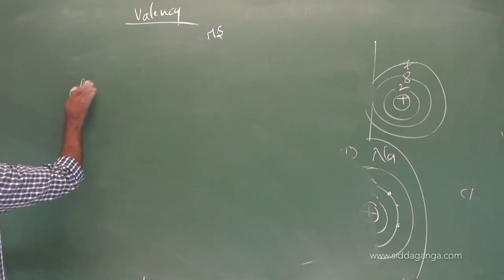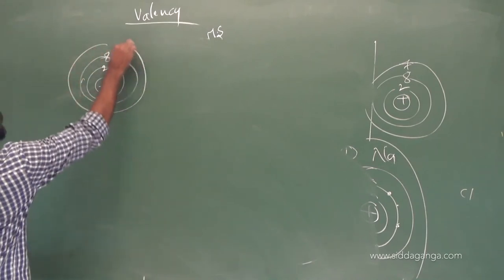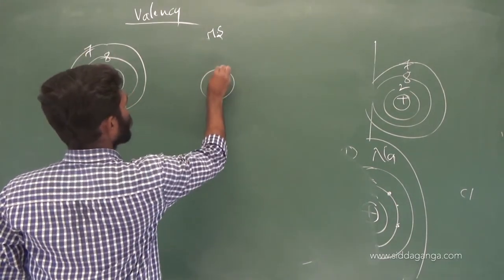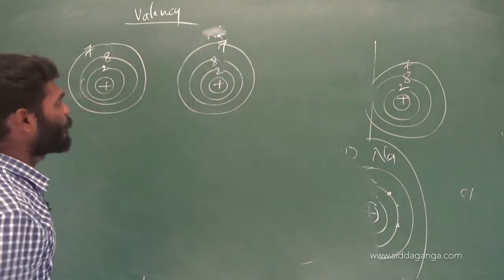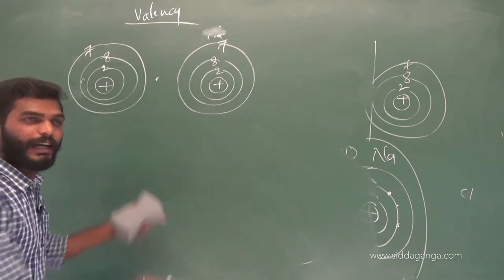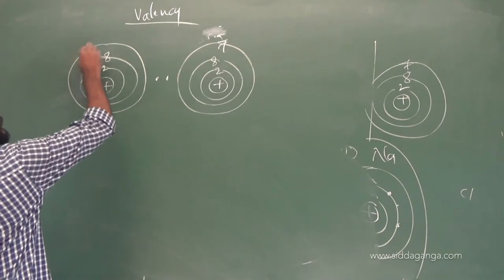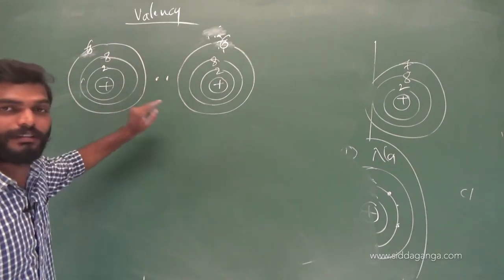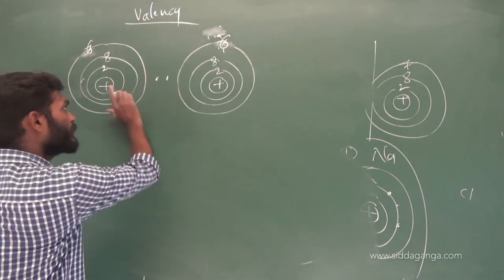The other chlorine, so one chlorine plus another chlorine, 2, 8, 7, and 2, 8, 7, right? Now out of these 7 electrons, what if this chlorine gives 1 electron to the center, in the place between them, and this chlorine also gives 1 electron to the center, such that 6 will remain here and 6 will remain here. Now these 2 electrons are shared between these 2 chlorine atoms.